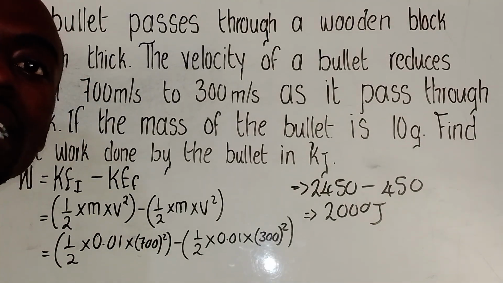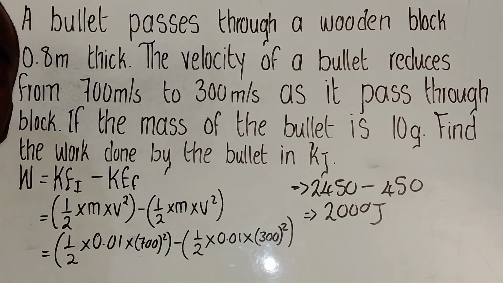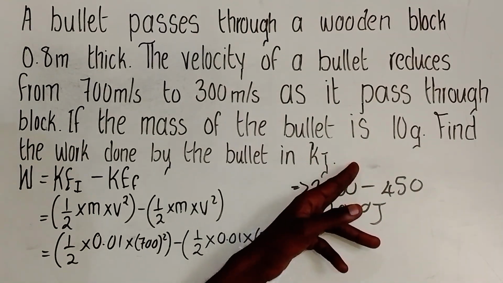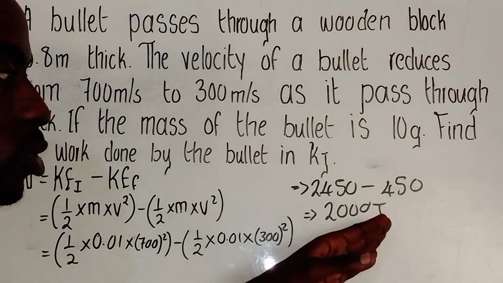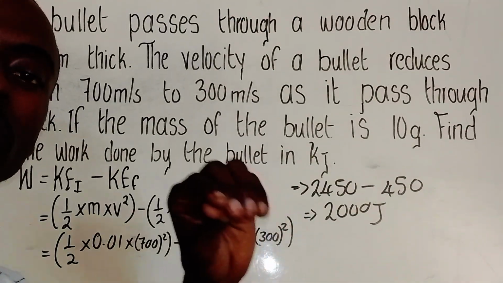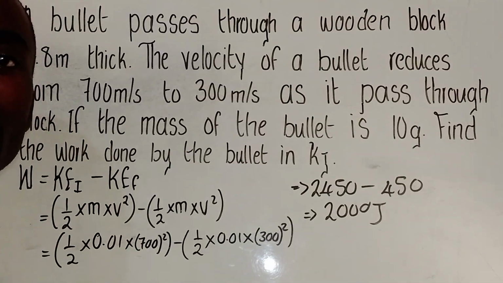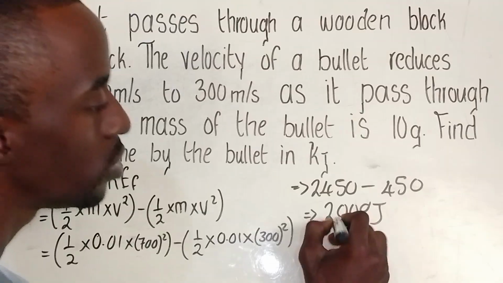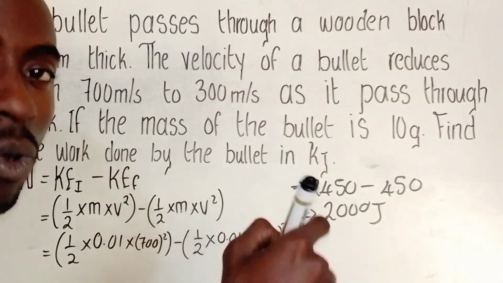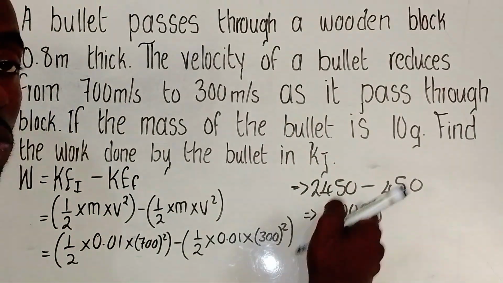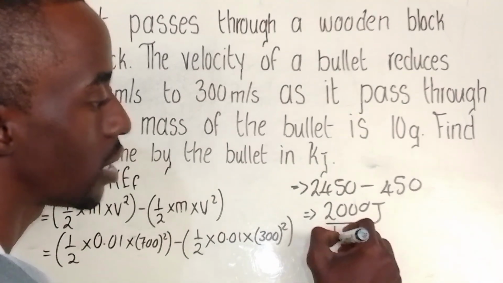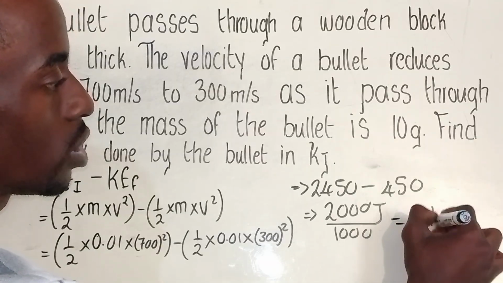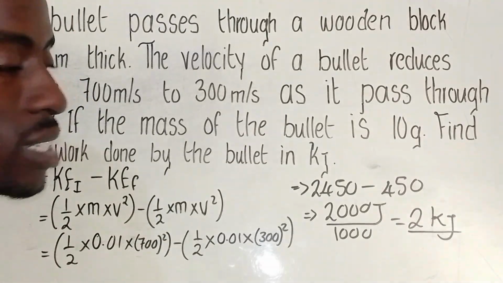Joules are the SI unit for work. But the question is saying the answer should be in kilojoules. So how can we change from joules to kilojoules? You divide by 1000, because of the word kilo. So we divide like this, because we want to convert from joules to kilojoules. This is going to give me 2 kilojoules, which is the answer.